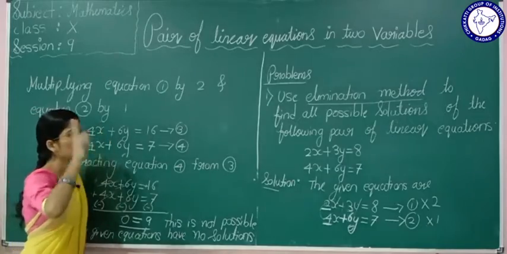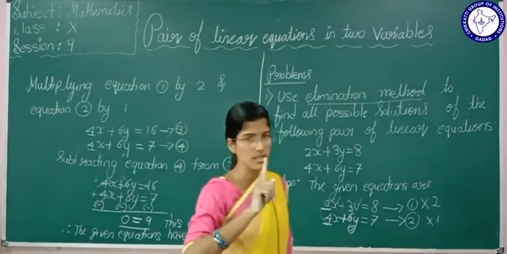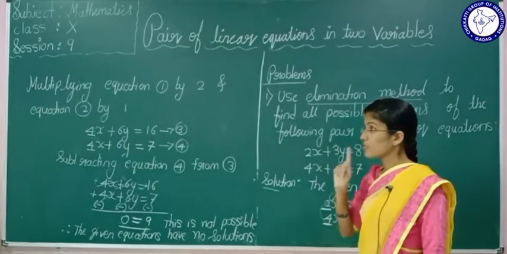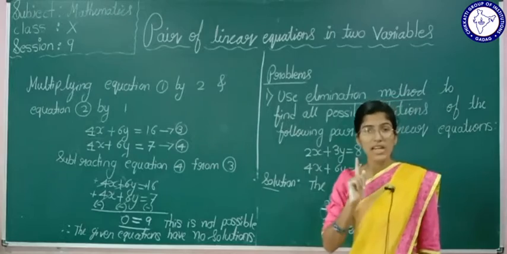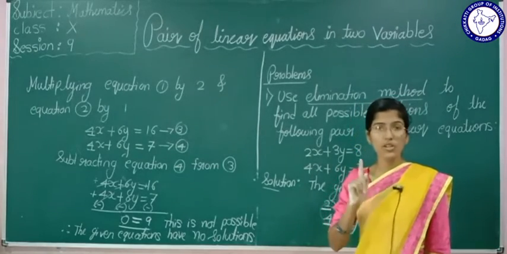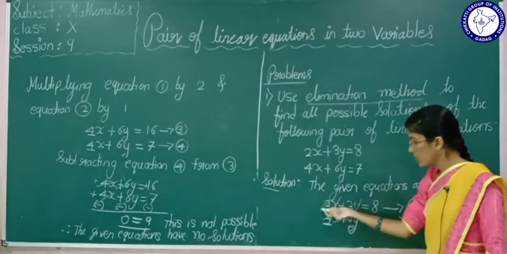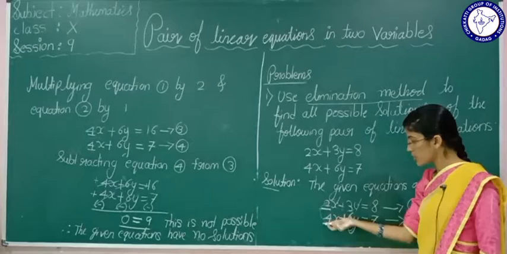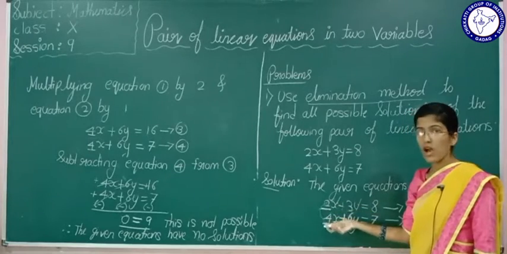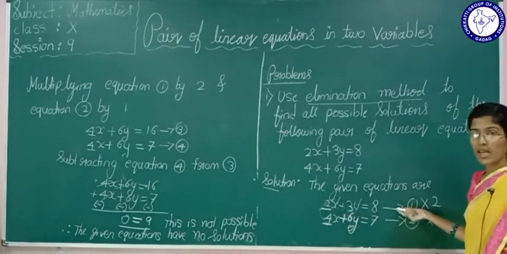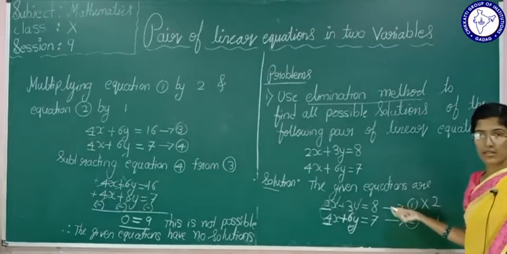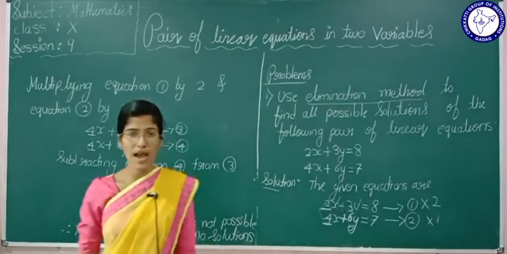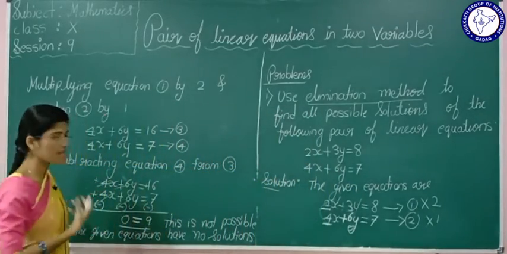Okay, now see here, the first step in the elimination method is, first you have to decide whether you want to eliminate x or y. If you want to eliminate x, what do you do? You make the two coefficients of x equal. How to do that? By multiplying by any non-zero number, you can make the coefficients the same.